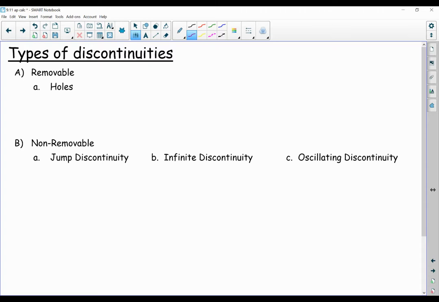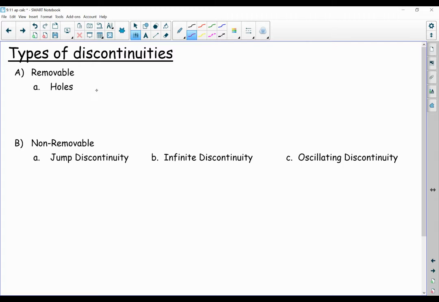Now, there are really 2 types of discontinuities, what we call removable discontinuities and what we call non-removable. Removable means I can fix the function and make it continuous. Non-removable means we're just out of luck. There's no way to make that function continuous. It is what it is.